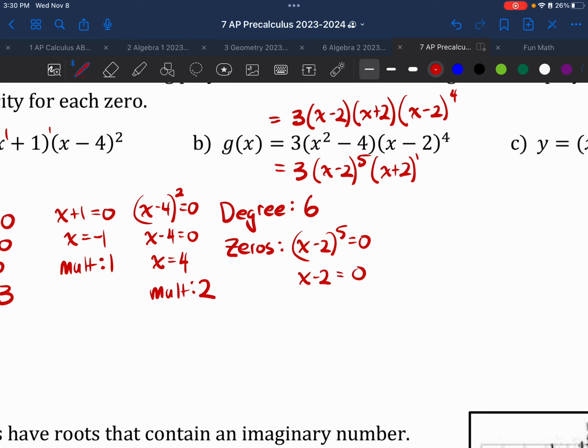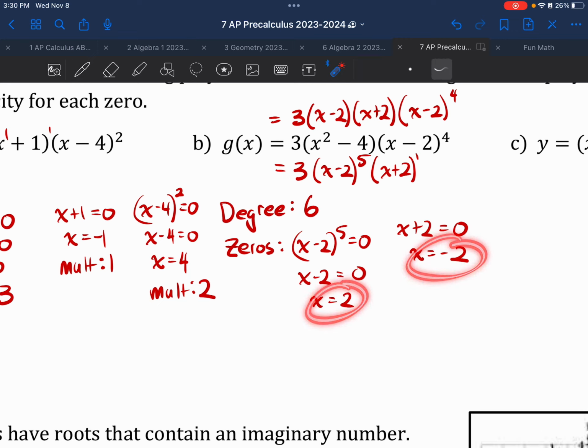And then I'm going to add 2 to both sides to get x is equal to 2. I'm going to set x plus 2, which is to the power of 1, equal to 0. If I subtract 2 on both sides, I get x equals negative 2. These are the two zeros, at x equals 2 and x equals negative 2.